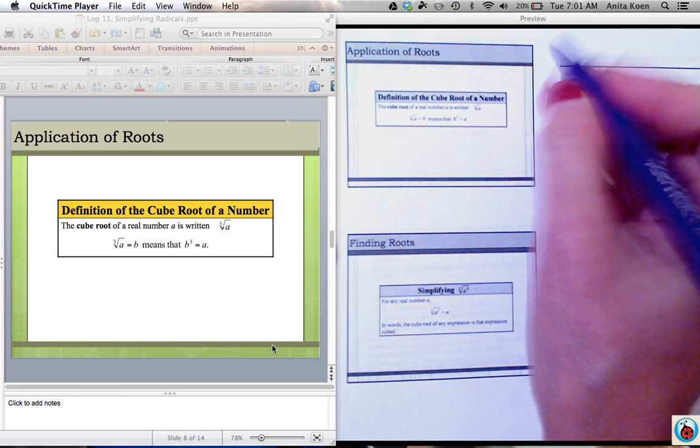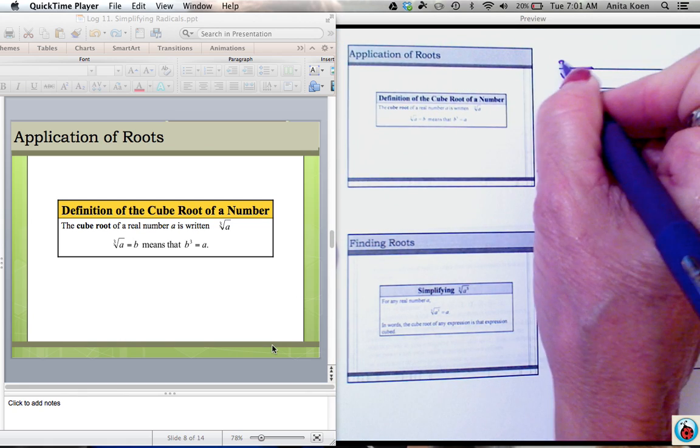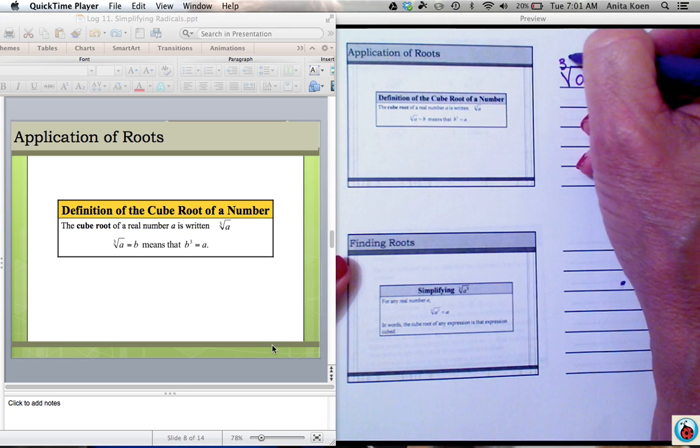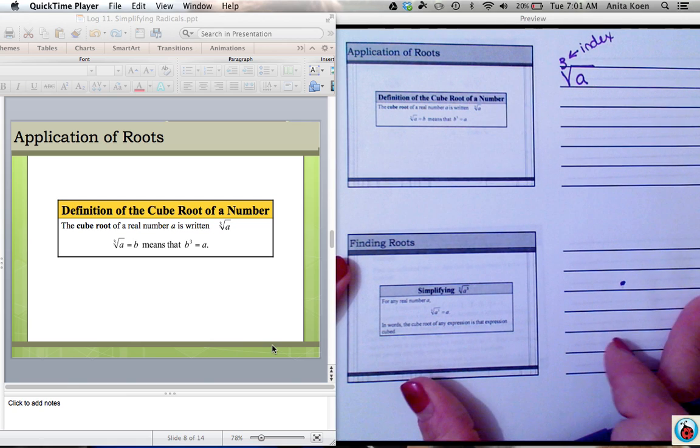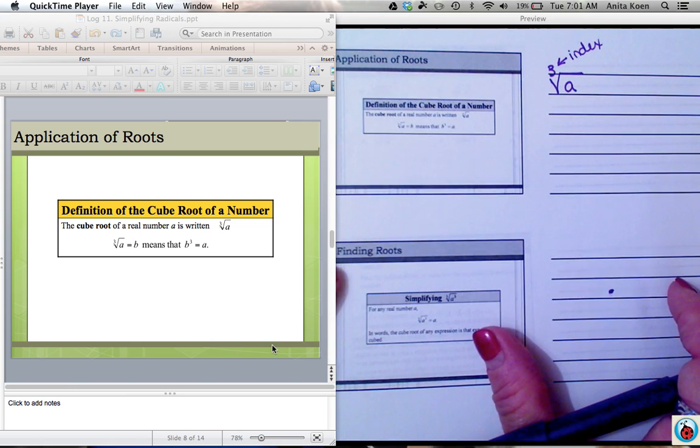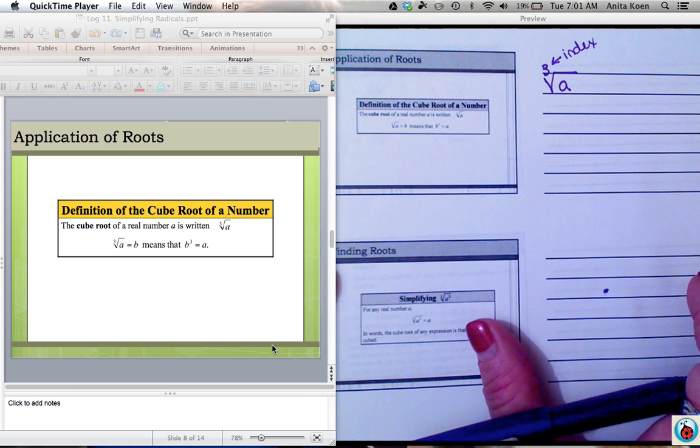I'm going to come up here. The cube root of a. This is the index right here. And notice, because we've written a 3 there, then we're talking about the cube root, not the square root.